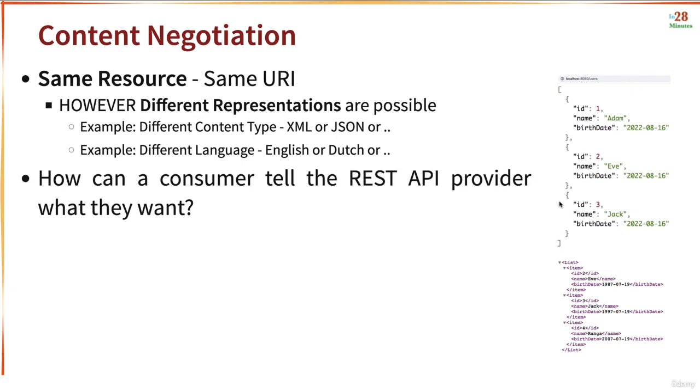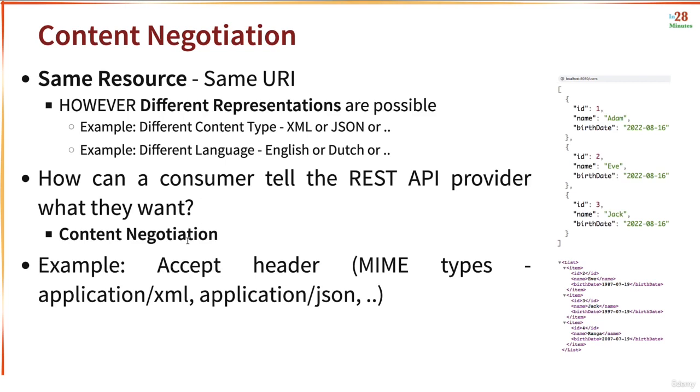How can a consumer tell the REST API provider which representation they would want? That's where this term called content negotiation comes into the picture. A consumer can use things like the accept header. When I'm sending a request, I can send a request with a MIME type of application/XML. So I can create an accept header with the value application/XML and say, I would want an XML response back. Or I can use application/JSON. This is to get a JSON response back.